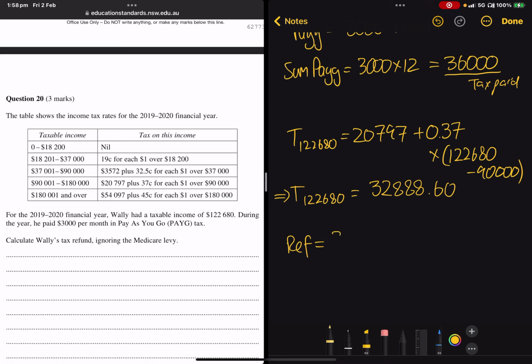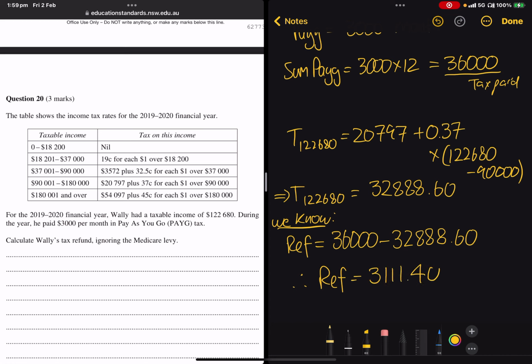Refund will be 36,000 minus 32,888.60. So we know that this is going to be the case. So therefore, the tax refund he receives will be 36,000 minus 32,888.60. That is $3,111.40. And we're told to calculate his tax refund. We're not told how to round, so the answer is going to be 3,111.40.